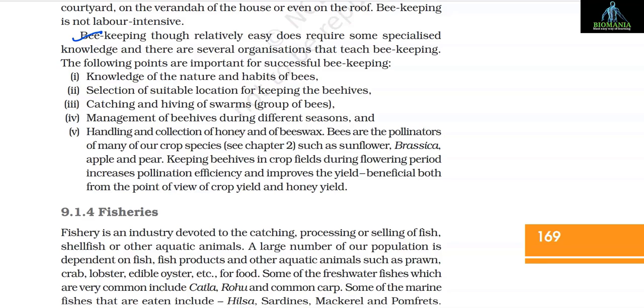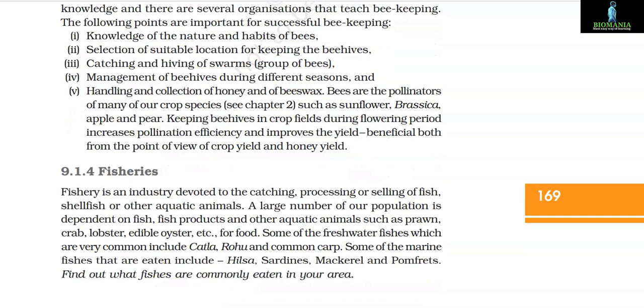Bees are the pollinators of many of our crop species, such as sunflower, brassica, apple and pear. Keeping beehives in crop fields during the flowering period increases pollination efficiency and improves the yield, beneficial both from the point of view of crop yield and honey yield.